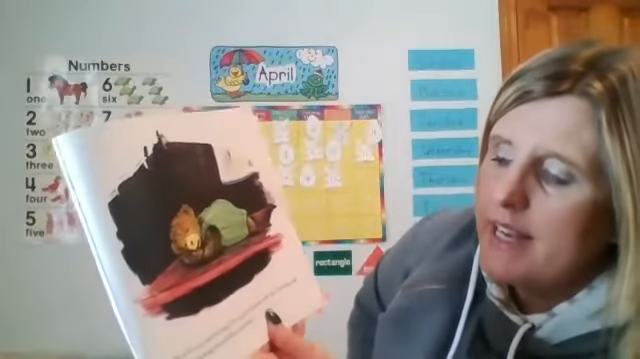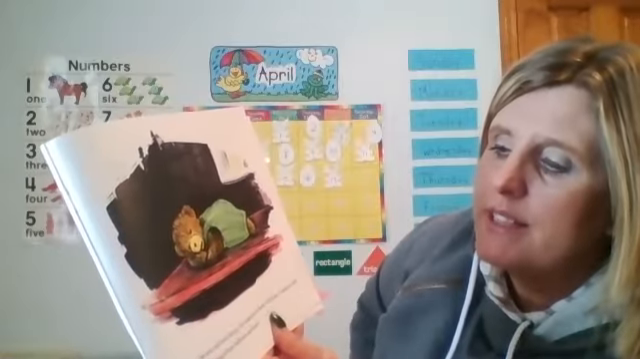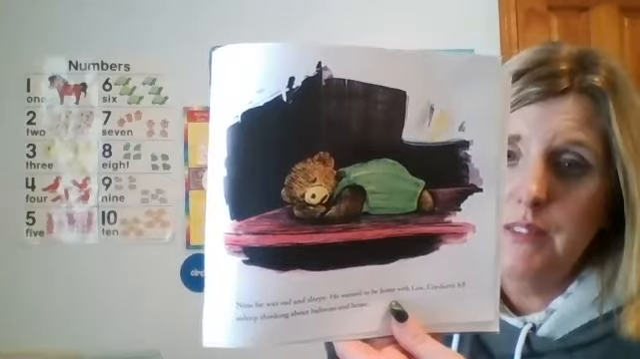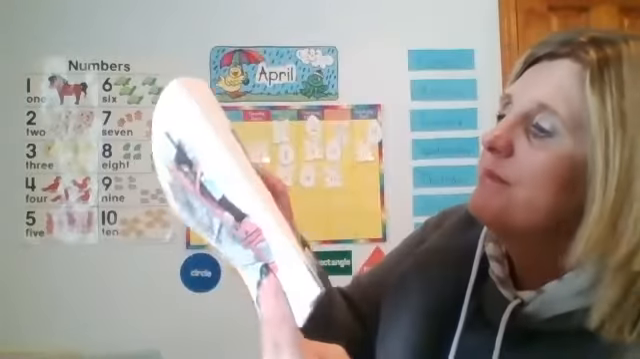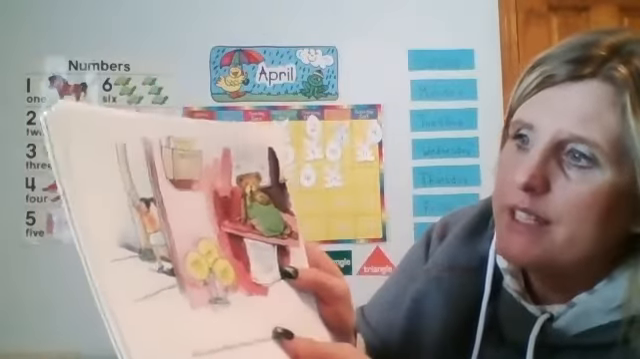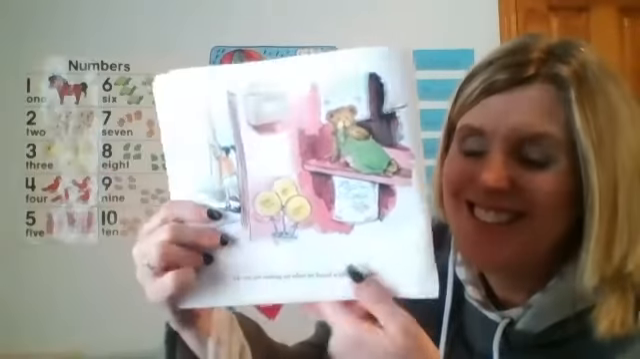Now he was sad and sleepy. He wanted to be home with Lisa. Corduroy fell asleep thinking about balloons and home. He was fast asleep. He was just waking up when he heard a familiar voice. Ooh, I wonder whose voice it is. Think it's Lisa? It is.